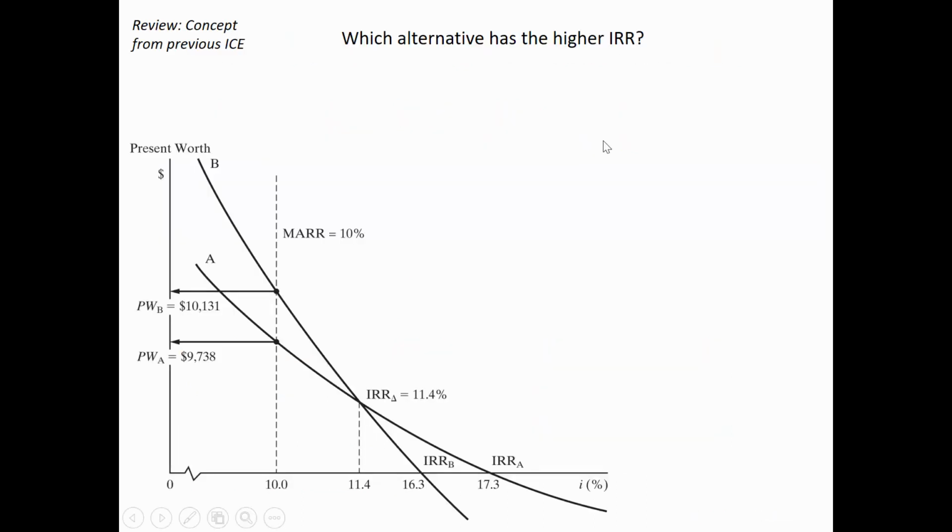Okay. So let's look at some of the theory here. We've got two options, option A and option B. And first of all, you can see that of these two options, option A has the higher internal rate of return. The internal rate of return for option A is 17.3%. The internal rate of return of option B is 16.3%.